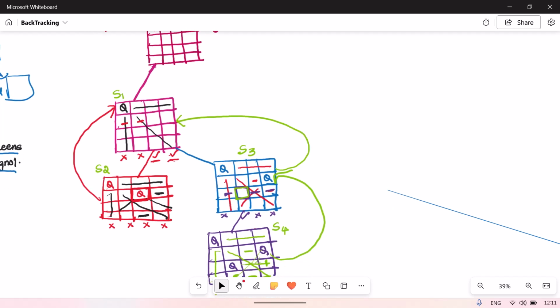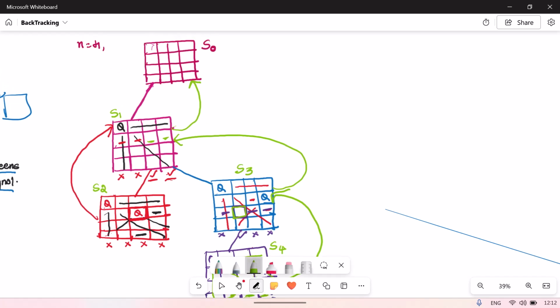Now, from here, here also, what did you do? There were 2 possibilities. Both the possibilities you explored. It did not give you the solution. So again, from here, what will you do? Again, go back. Backtrack.